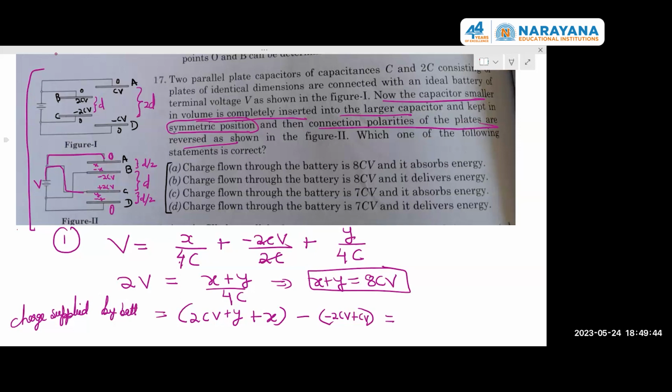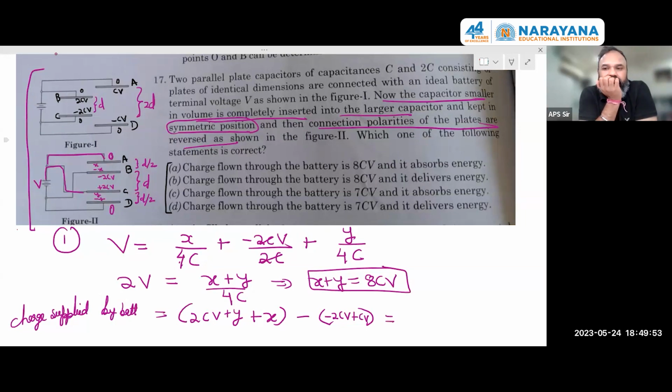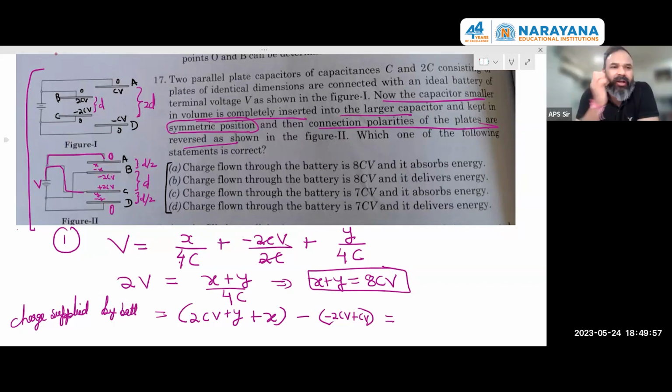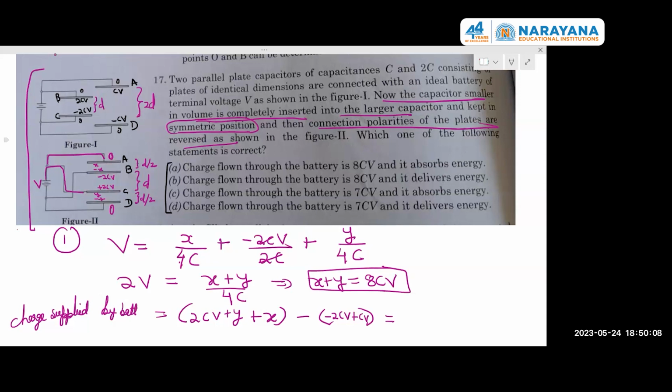If we remove connection, we cannot say charges. We cannot subtract charges to find charge supplied. Okay, so that way is the only way we can do. You are saying you want to bring this plate on the lower side and this plate on the upper side. You don't want to disconnect it and then reconnect. That's what you are saying, I suppose. Yes, sir.